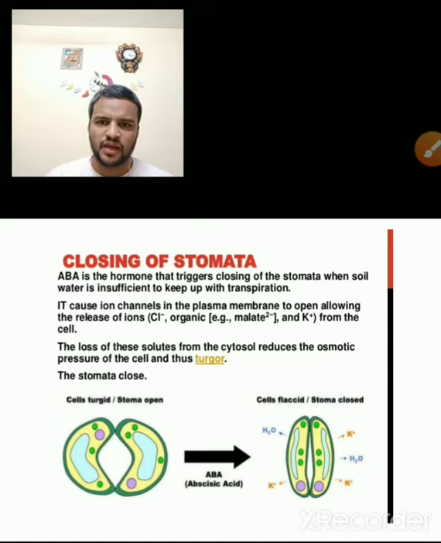Closing of stomata is shown here. The closing and opening of stomata is under the control of guard cells, and here abscisic acid plays an important role in closing of what? Stomata. Whenever there is a need to prevent water loss, the stomata are closed.